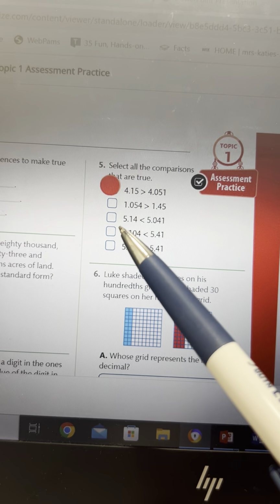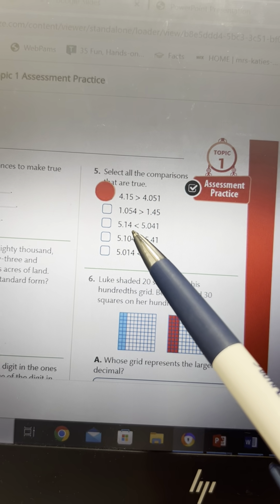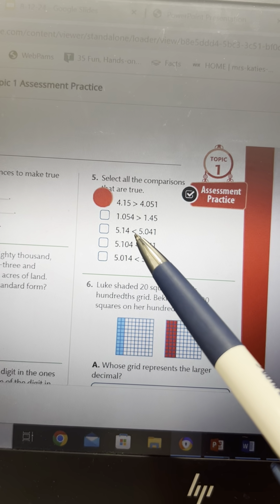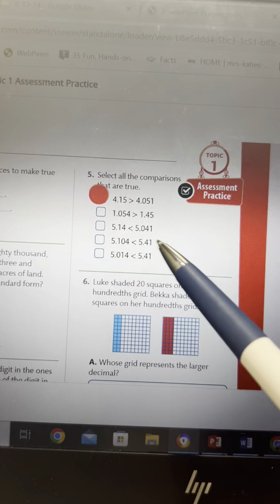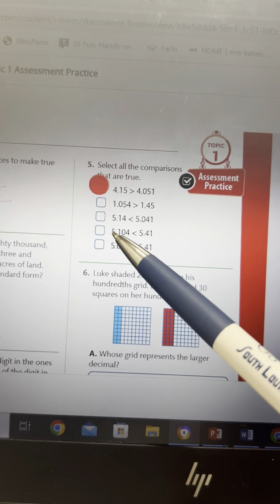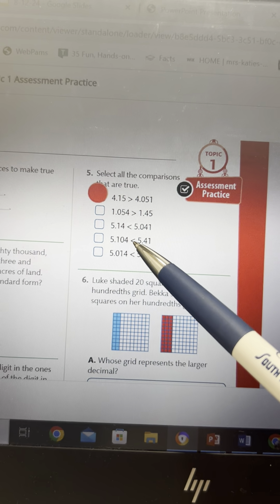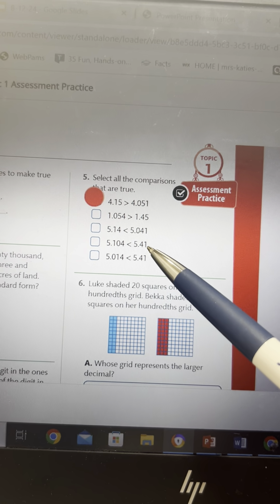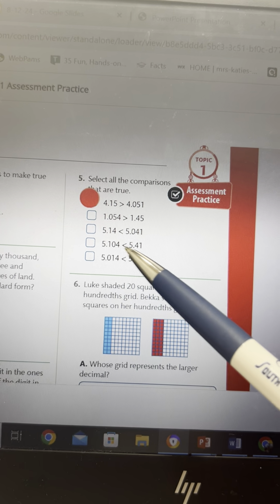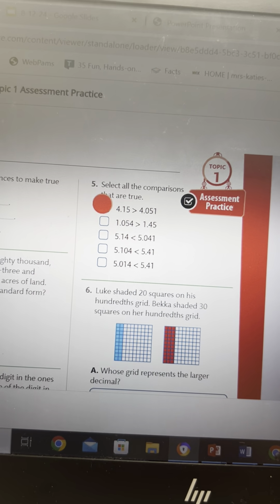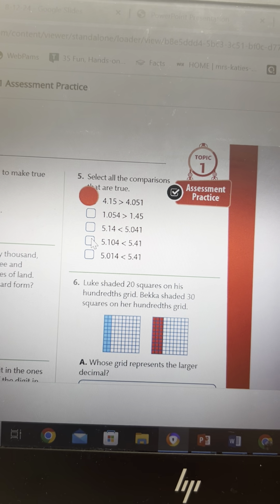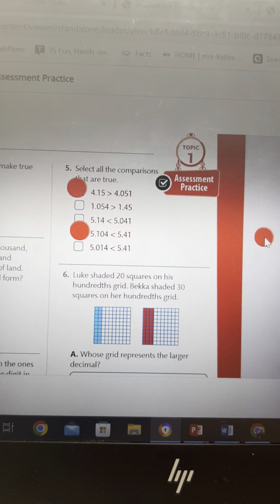The next one says 5.14 is smaller than 5.0. Oh, that's a problem because the 1 is bigger than the 0. Second to last, we have 5.14 is smaller than 5.41. There's a 1 in the tenths place and a 4. So this one's true because that 4 tenths is bigger. There we go. We put a stamp in the right place.